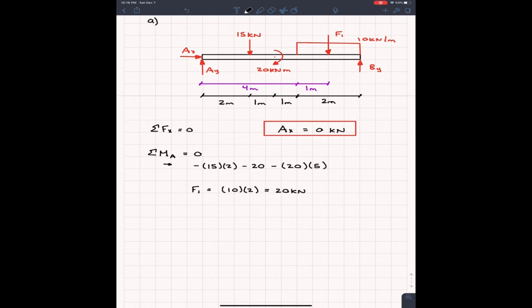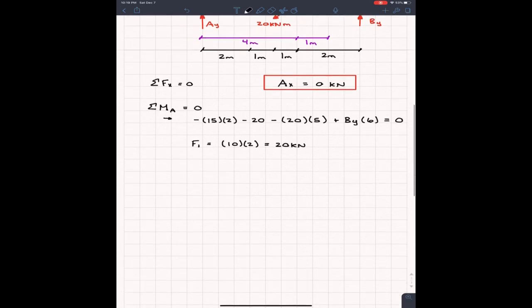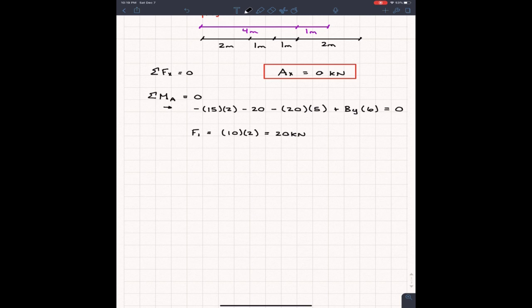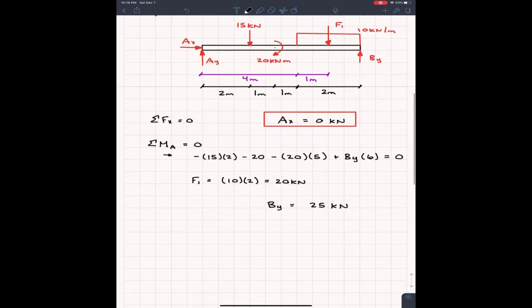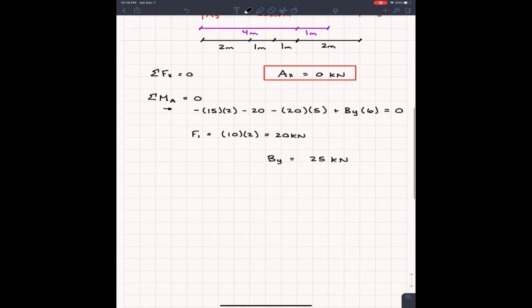And then to finish it off at the end of the beam, we have BY creating a counterclockwise moment. So it's going to be plus BY, and it's 6 meters away from A. So of course, all this is equal to 0. And then in the end, we can solve, and we get that BY is going to be equal to 25 kilonewtons. And it was a positive answer. So our assumed direction that BY is up is correct. So I'm going to put 25 kilonewtons, and I'm going to put a little arrow like this saying that it is upwards. And it being an answer, I'm going to box it as well.